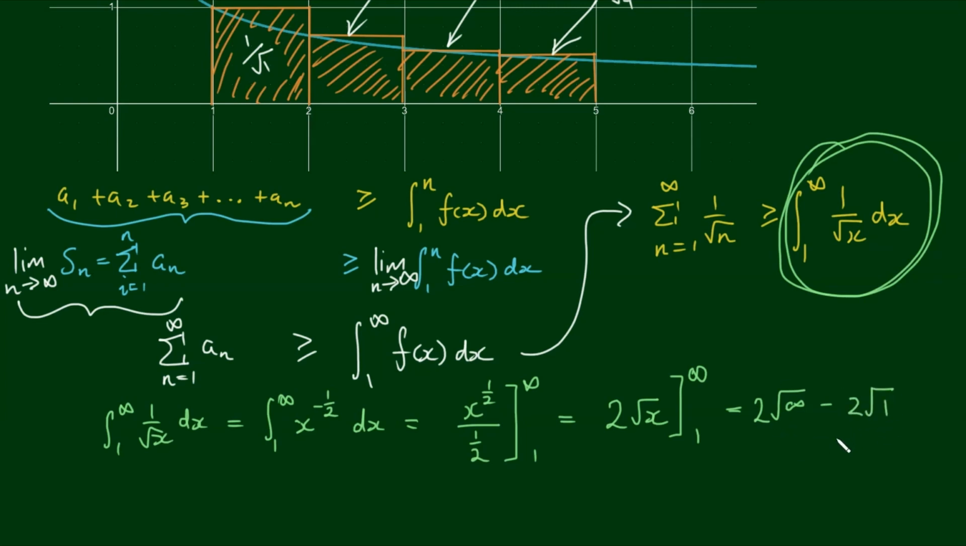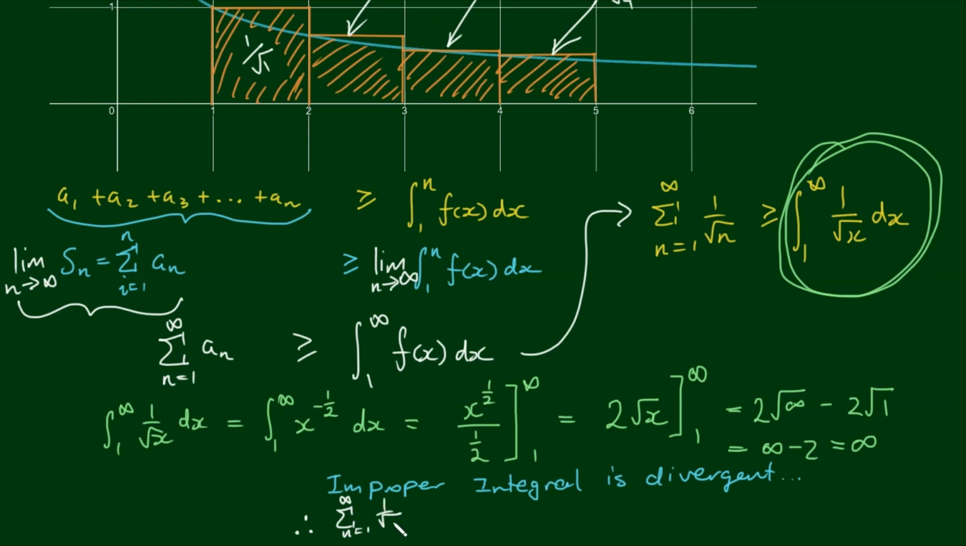This integral then we can see is divergent because we can't really evaluate what this is, but the square root of an infinitely large number is still going to be an infinitely large number, minus 2 is still equal to an infinitely large number. So this improper integral is divergent. So therefore, the series sum from n equals 1 to infinity of 1 on root n is going to be greater than or equal to a divergent improper integral, and therefore the series is also divergent.